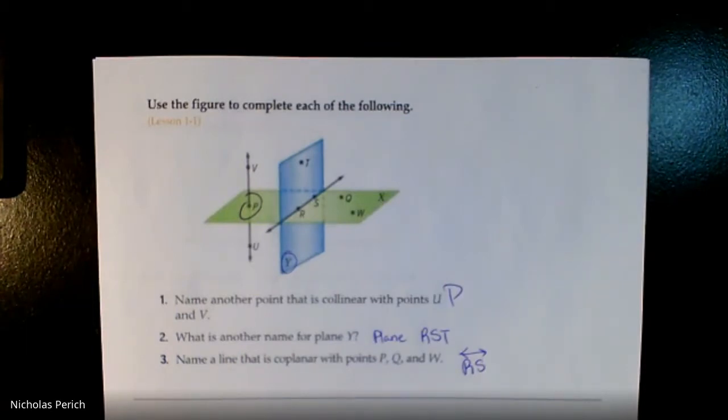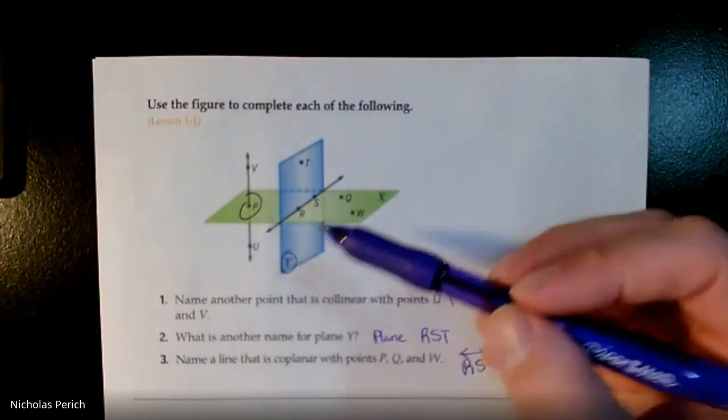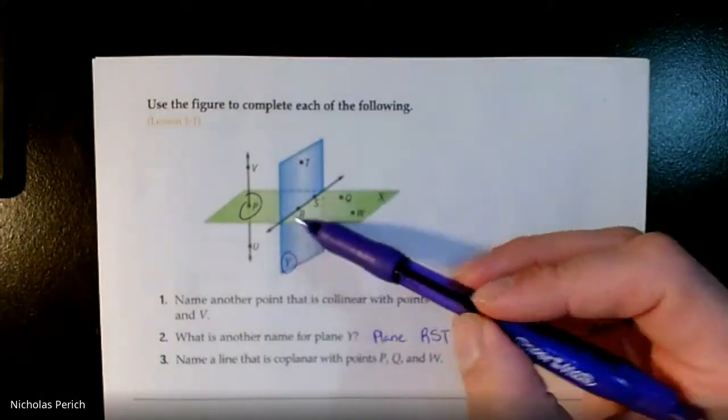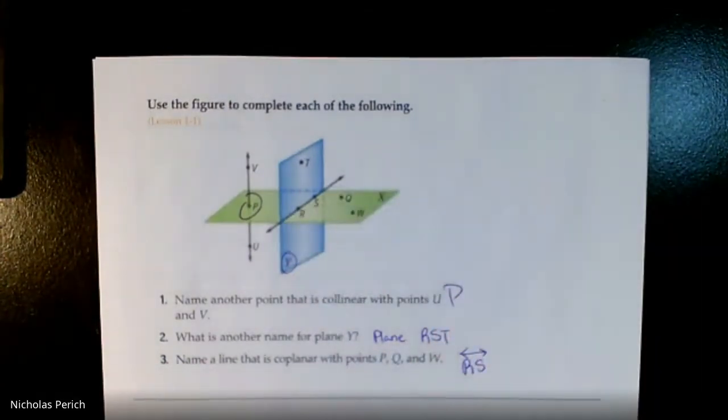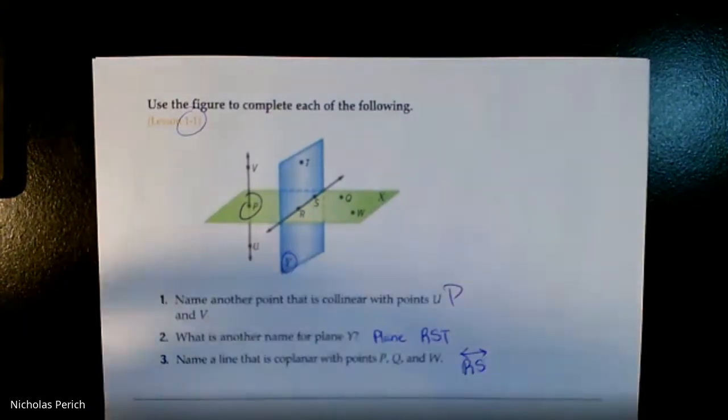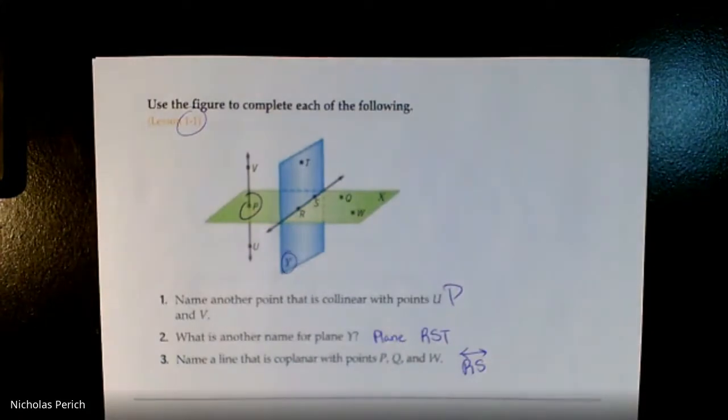Nothing else. And by the way, the green plane and the blue plane intersect at that line RS. We talked about that a little bit yesterday, but it was really hard given the visuals we have. They intersect there. All right, so that's a lot of the stuff that we did in section 1.1. Mostly vocabulary, mostly having to do with lines, planes, and points.